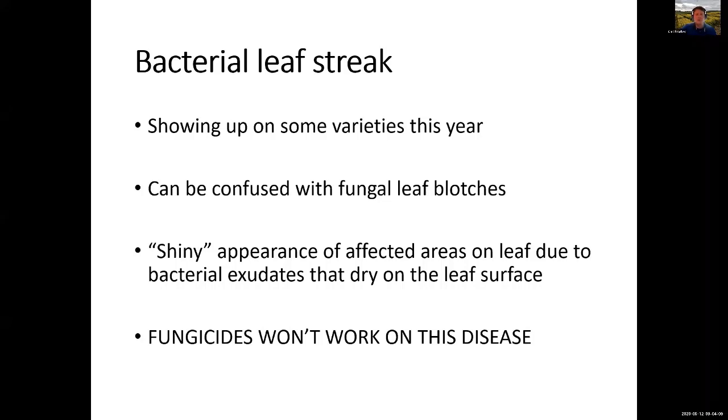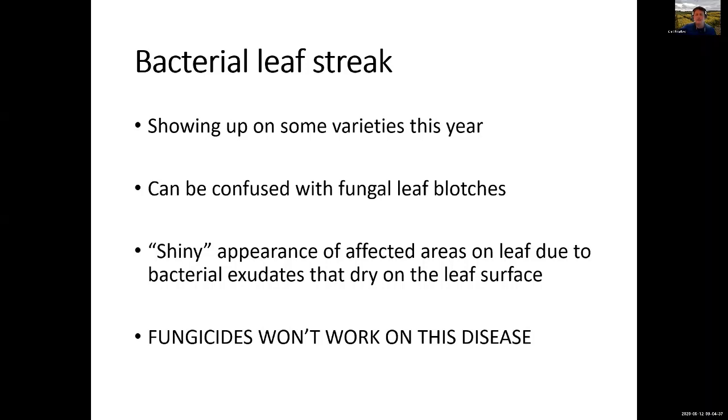First one I wanted to talk about is bacterial leaf streak. I am seeing this a little bit in some varieties this year here in Princeton. I've had some people send me pictures. Of course, it's always difficult to give 100% diagnosis via a picture, but there are certainly some things that have come in my email box that look like it could be bacterial leaf streak.